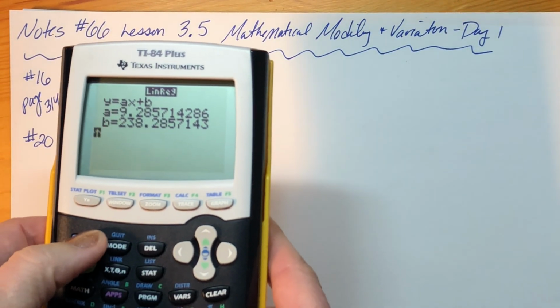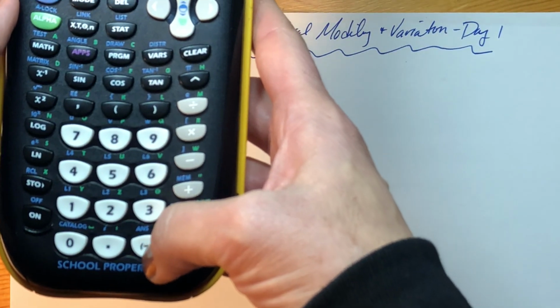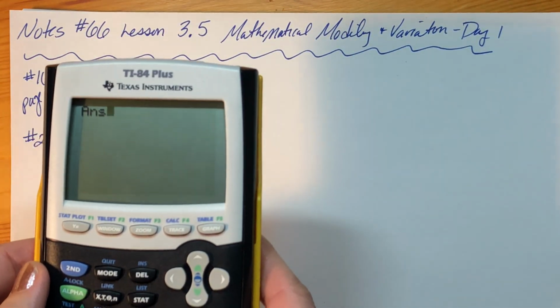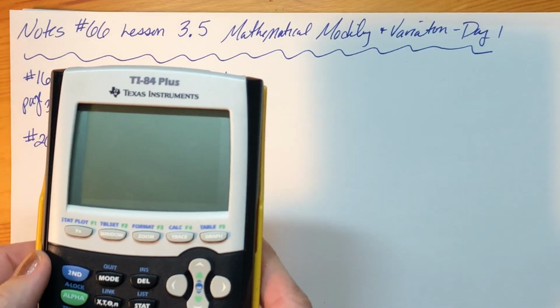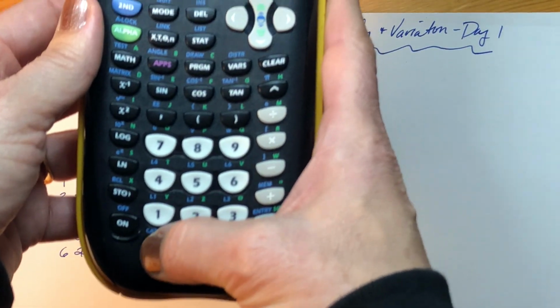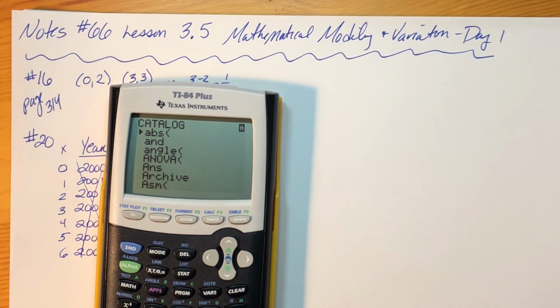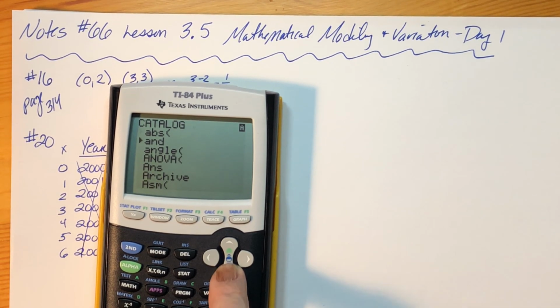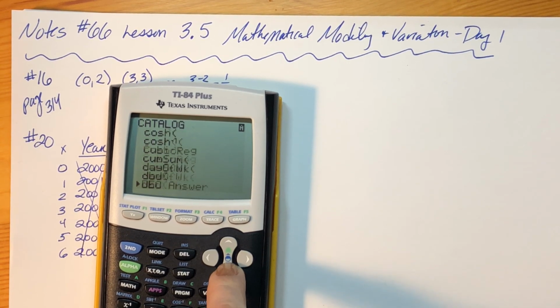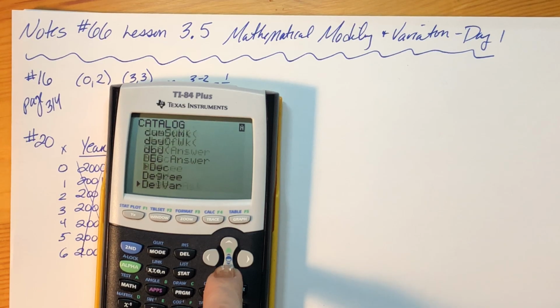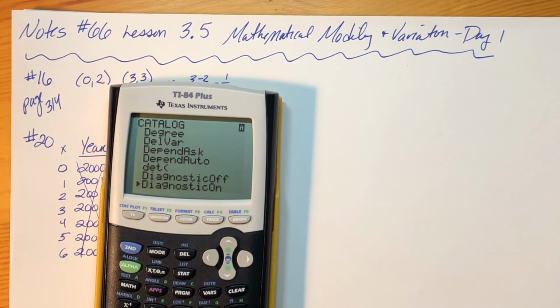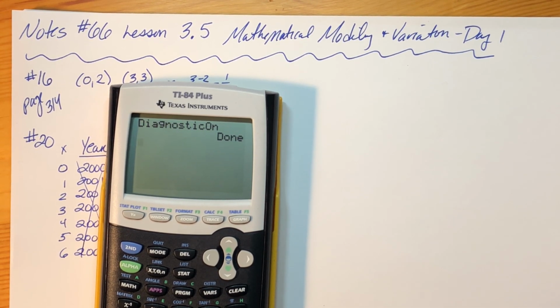you're going to go to second, and then all the way down here to answer is blue, and it says catalogs. Oops, sorry. Second, and then catalog. Down here is 0. And hit catalog. All the way down to letter D, diagnostics. And that's going to give me our correlation coefficient. I'm going to turn my diagnostics on. I actually have to hit Enter, and you'll see diagnostics are on.